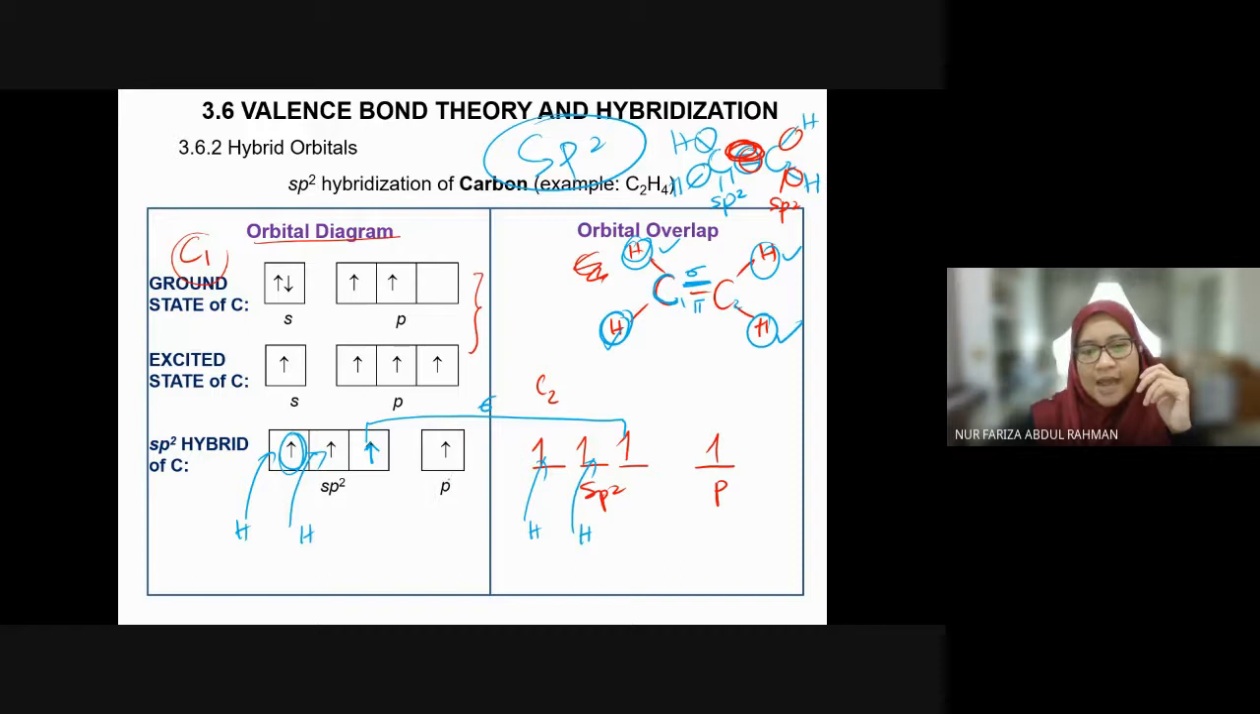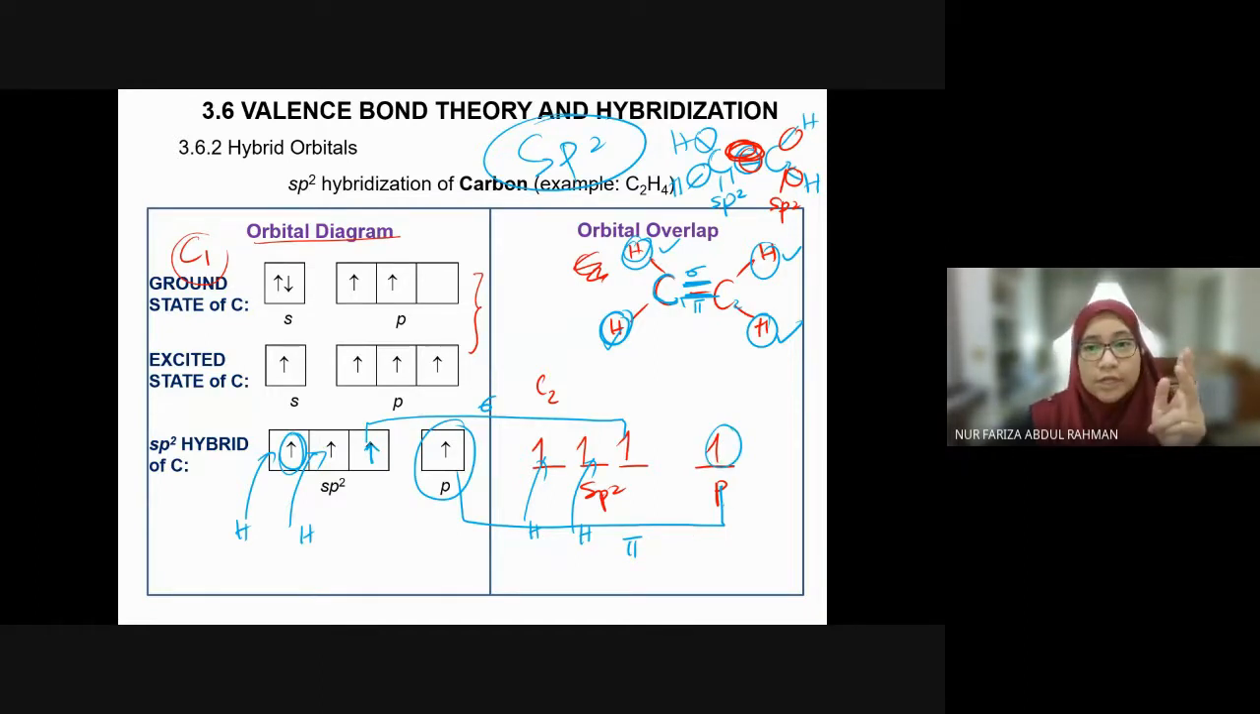This unhybridized P. This is what we call unhybridized P. So this unhybridized P represents the pi bond. So we have 1 pi bond on the Lewis structure, 1 pi bond between carbon number 1 and carbon number 2. So basically this one will overlap with this. So this is the pi bond.